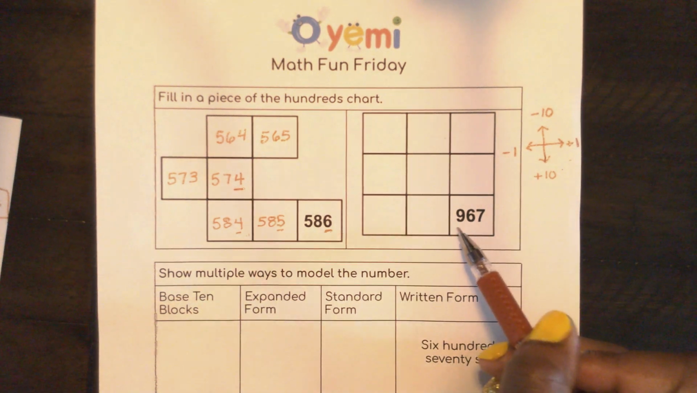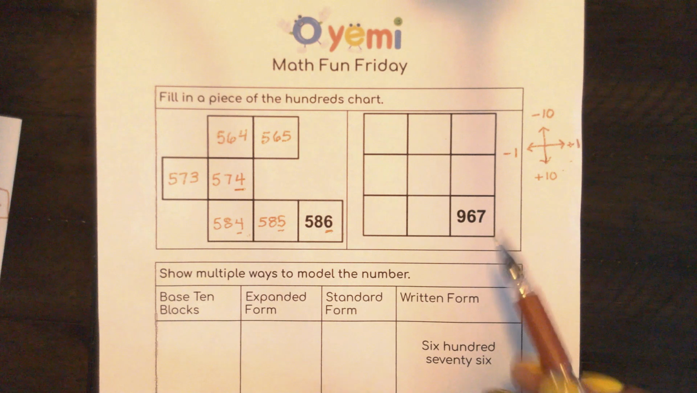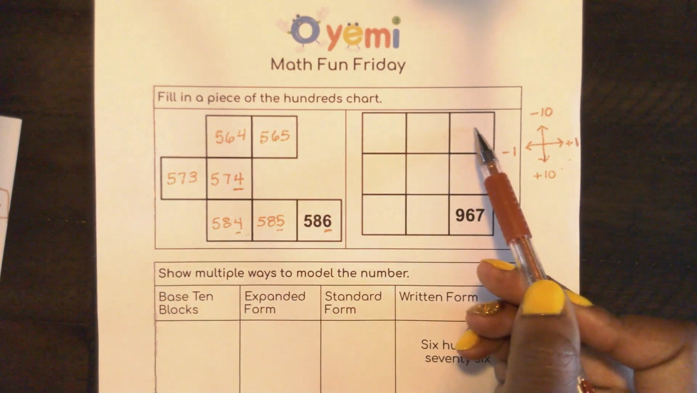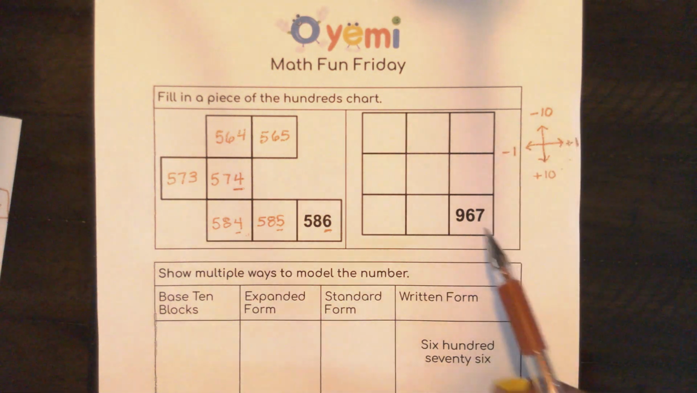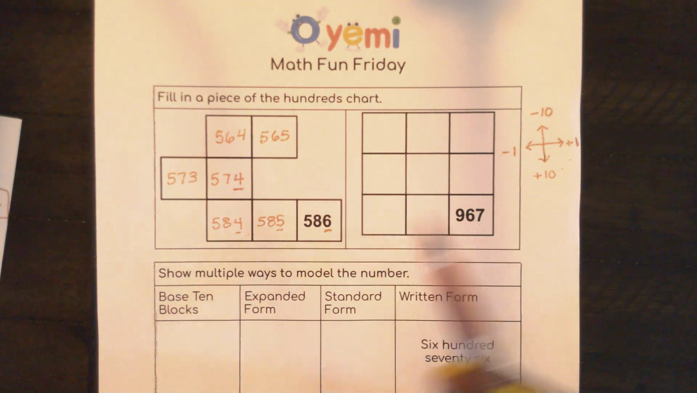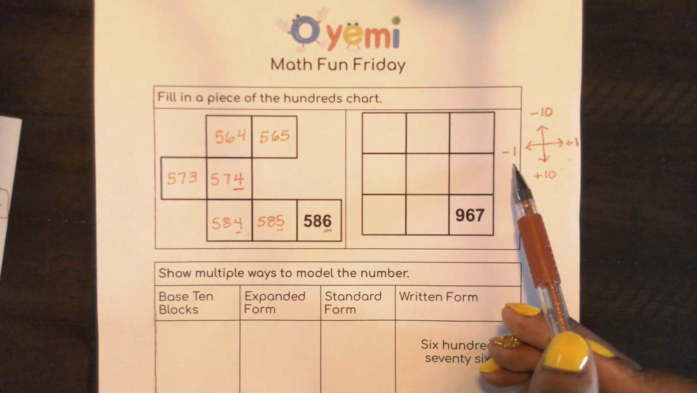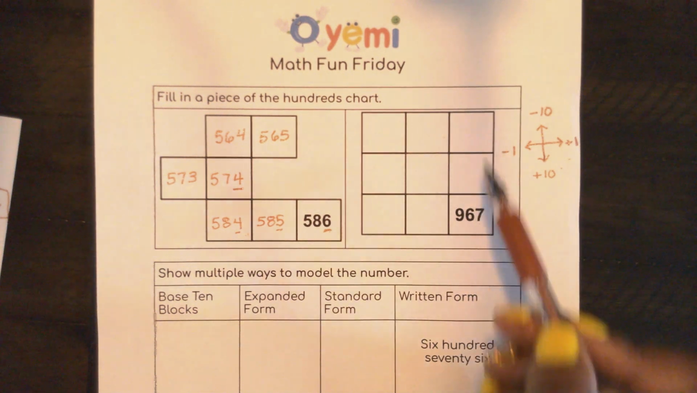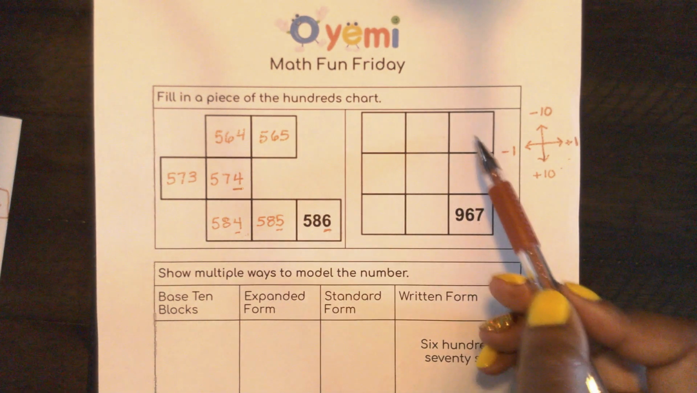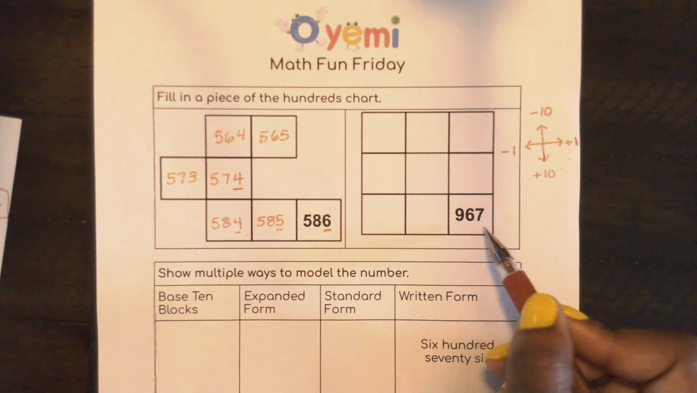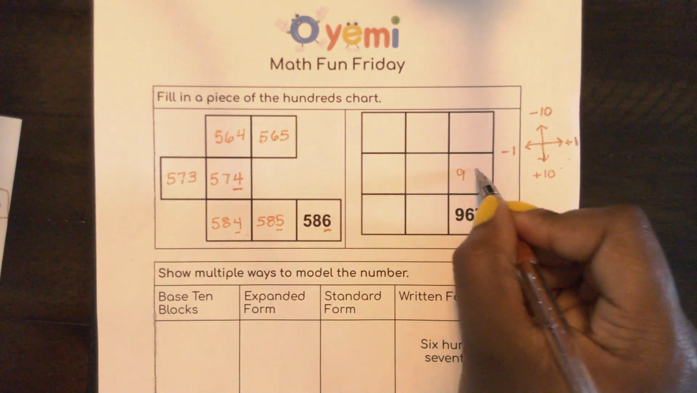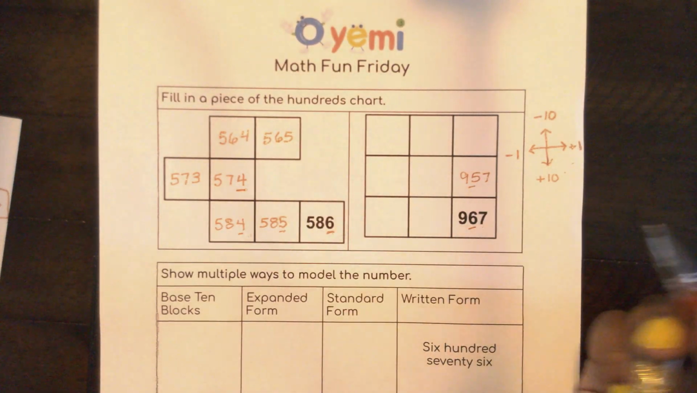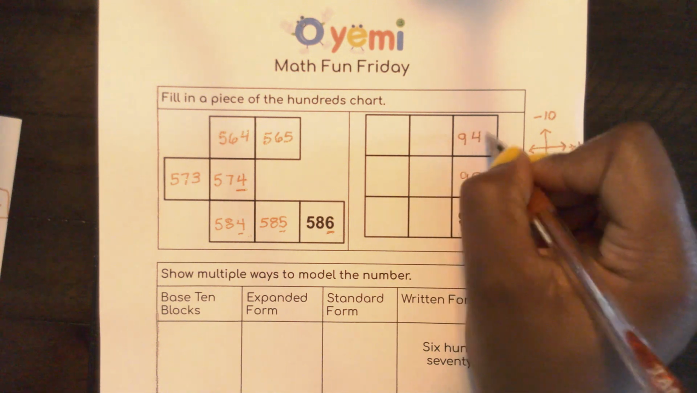So now here I have 967. I have 2 directions that I can go. I can go up and subtract 10, or I could go to the left and subtract the 1s. So remember, when I'm subtracting 10, it's the tens place that changes. It gets smaller each time. So this is 967. This will be 957. See, because it's that tens place. This will be 947.